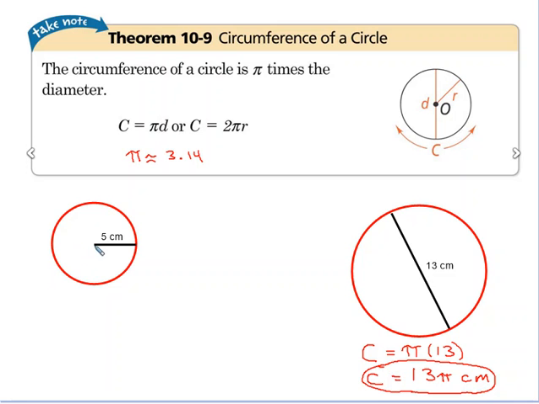In the other diagram, the given is the radius. So if the radius is 5 centimeters, what I like to do is, instead of using that second equation, circumference equals 2 pi r, let's just convert that right now to the diameter. The diameter would have to be 10, because that's the full way across. And now I can just use pi times diameter again. And so circumference is going to be 10 pi, also measured in centimeters.